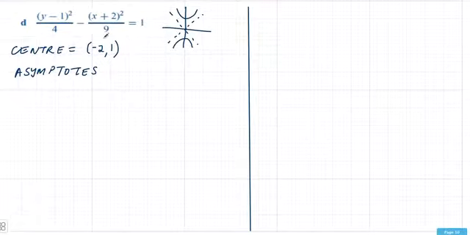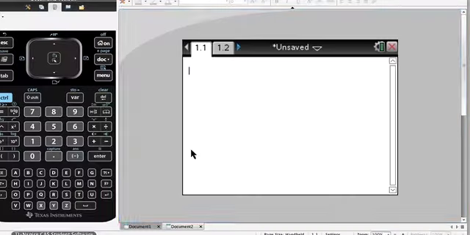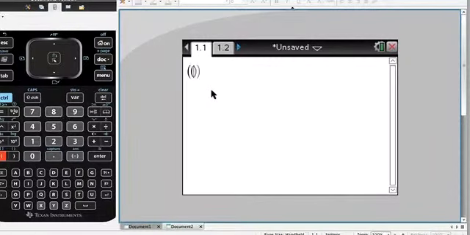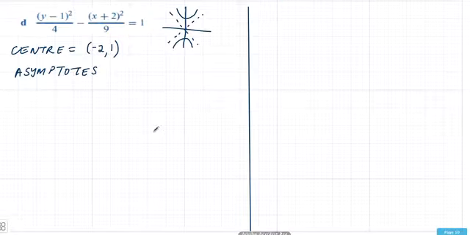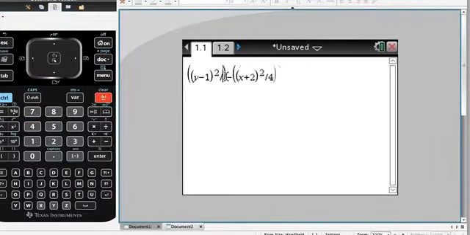Okay, what I'm going to do in my CAS is I'm going to put this part of the equation into my CAS, and I'm going to show you something you can do with that that's really quick. So into my CAS, I'm going to type in a bracket. I'm going to do y take 1 all squared on 9 take away x plus 2 all squared on 4. Let's make sure that's right. Oh, it's the other way around. A good idea to check before you commit.